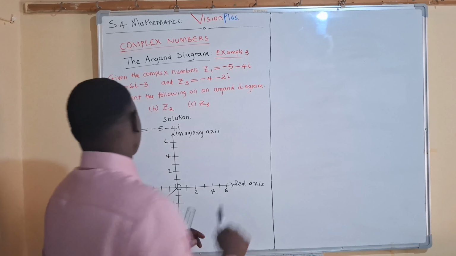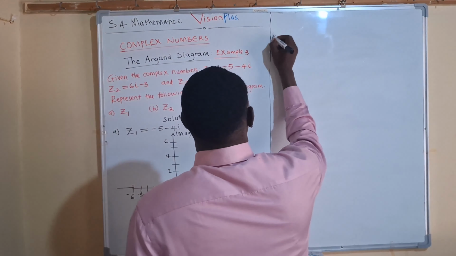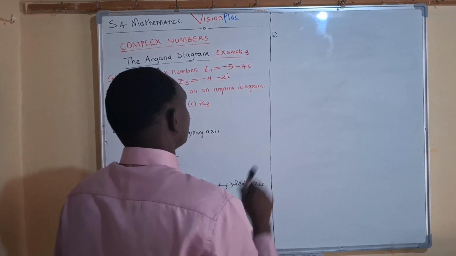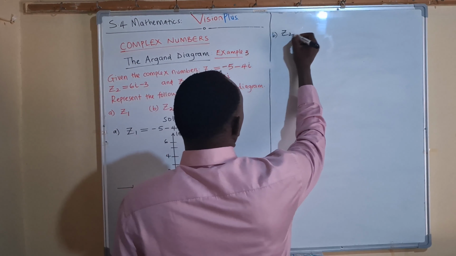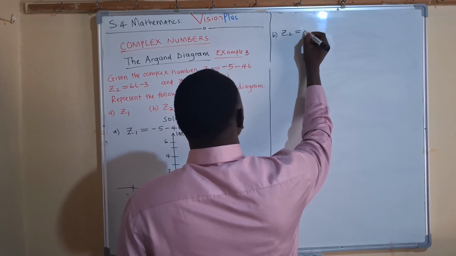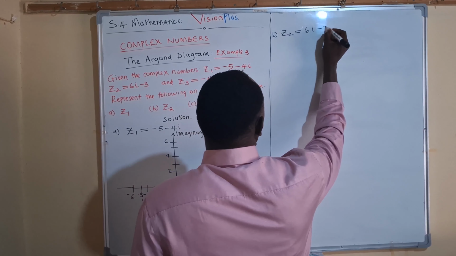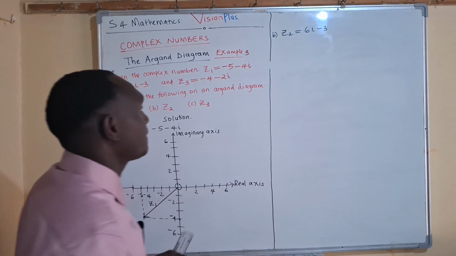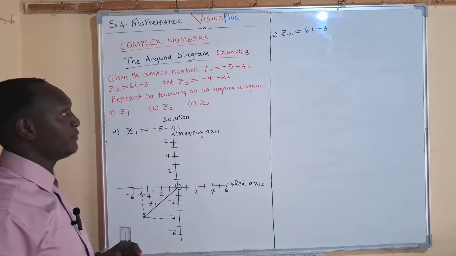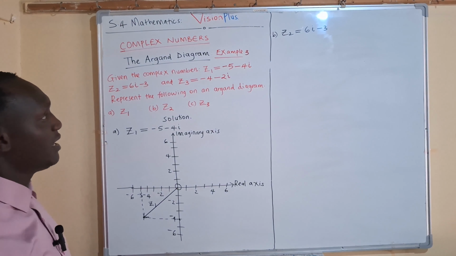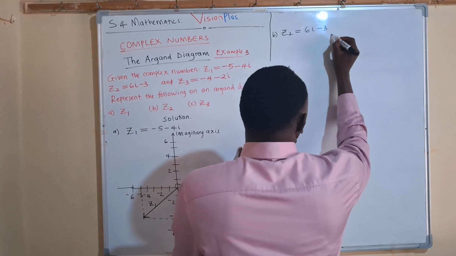So going to part B. Part B says that we need to represent Z2. What is Z2? Z2 is 6i minus 3. I'm going to be faster here. We have done enough numbers and you are now more familiar with what we are doing. So you come and then you draw.